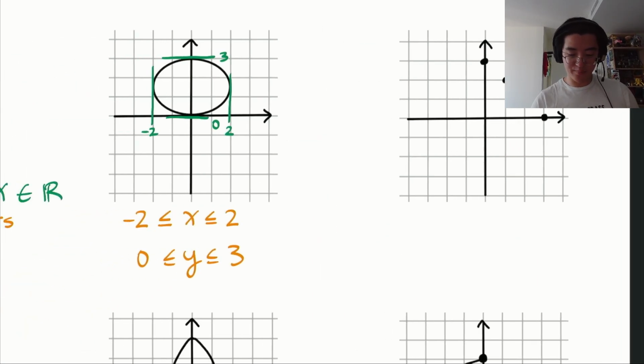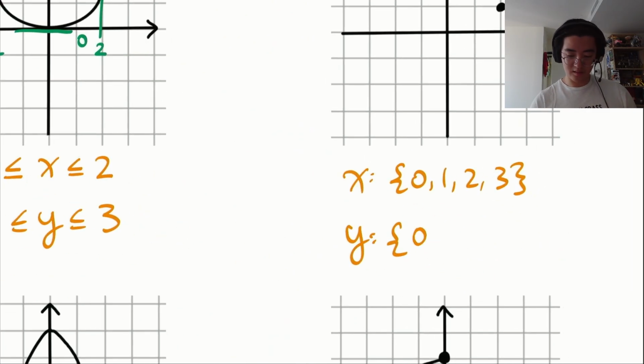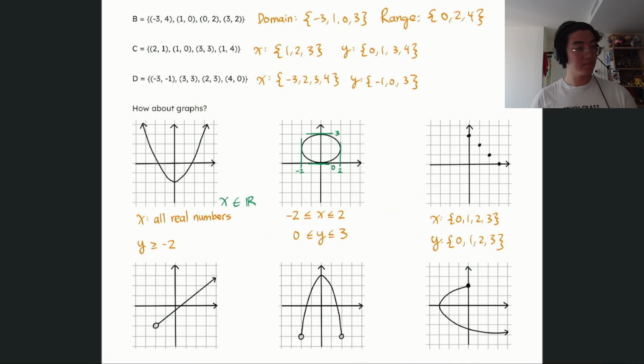So now if we were looking at points, then we have to go back to using commas. Again, we do not use bigger or equal to signs here because those are separate points. That's why we need commas. And the range, same idea. We got y equals 3 here, y equals 2 here, y equals 1, and then y equals 0. So it's just 0, 1, 2, 3. Okay, so when there's no line, we use commas.